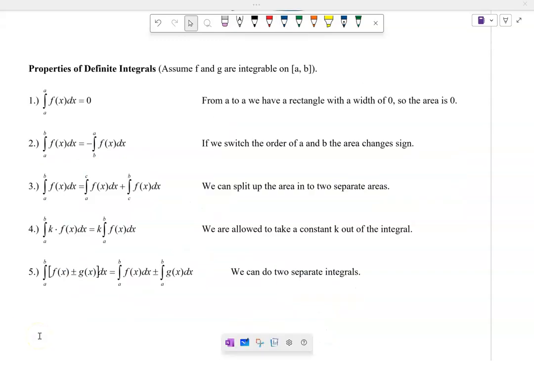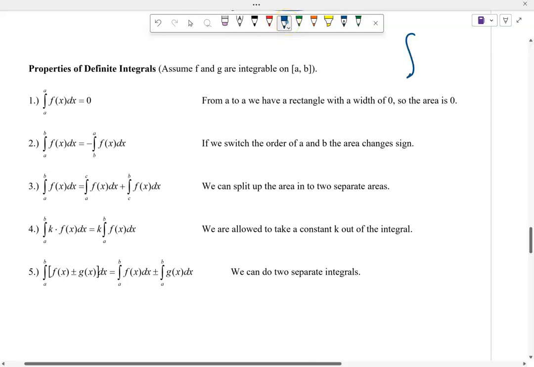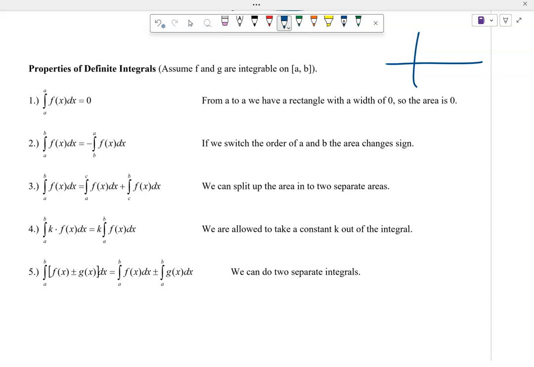Now, assuming f and g are both integrable, then here are some properties. Number 1, the area from A to A. Let me give you a picture of that. Let's say this is our function from A to A. Well, it's going nowhere, so my width is 0. So what's the area? 0, right? From A to B, you can also flip that around and put a negative in front. So negative from B to A.